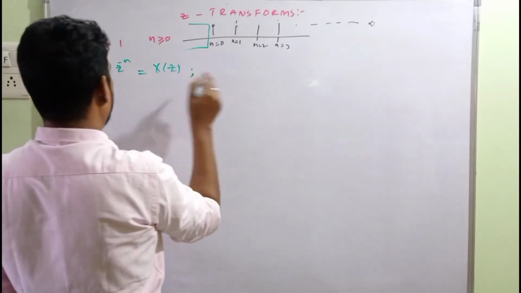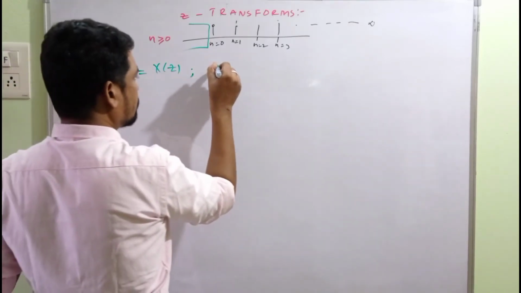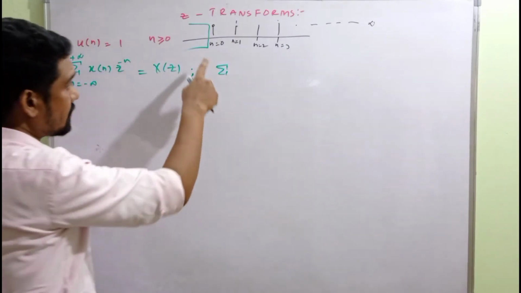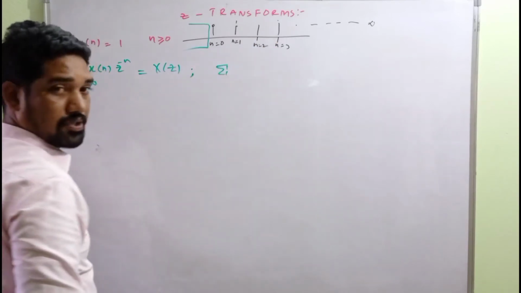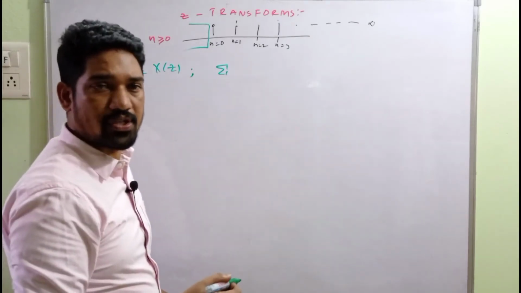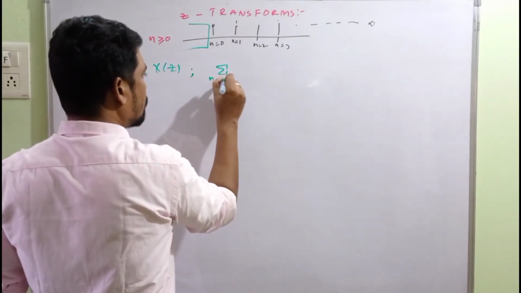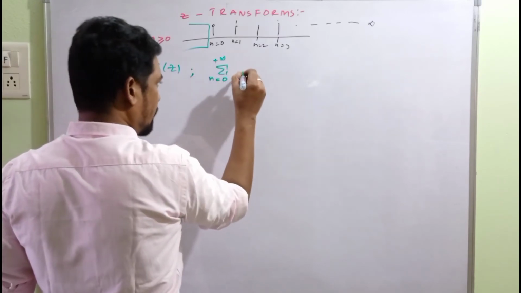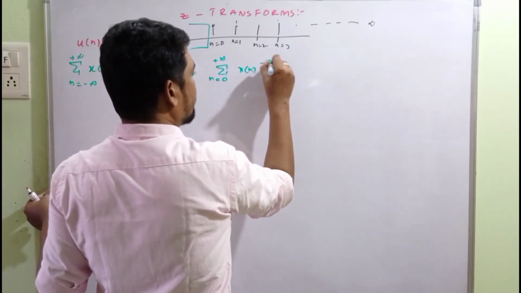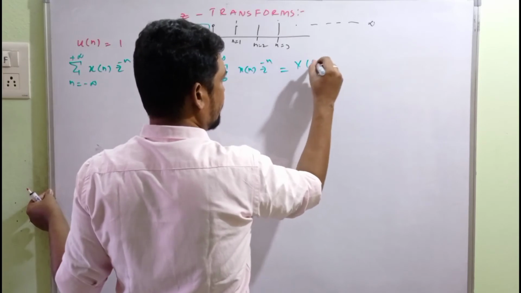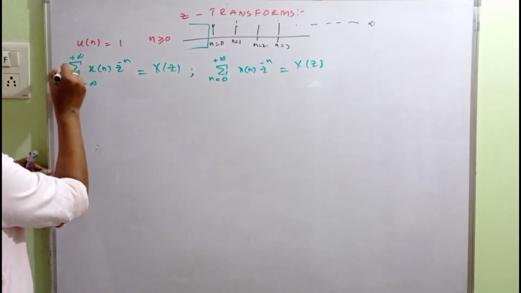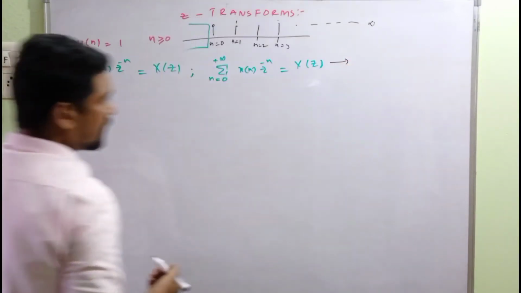And we have another one. In some cases, especially when a signal is multiplied with u of n, that signal will exist only from n equal to 0 to infinity, not negative infinity. In that case, we have a unilateral Z transform, where the summation is from n equal to 0 to positive infinity. The given signal x of n is multiplied with z raised to minus n, and the resultant will be X of z, right? So this is the procedure to evaluate the Z transform of any signal.